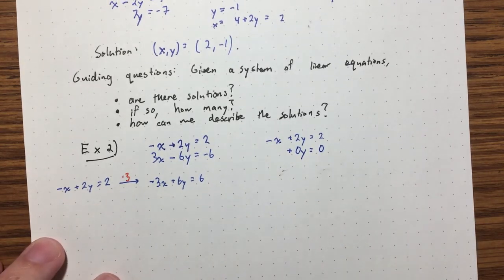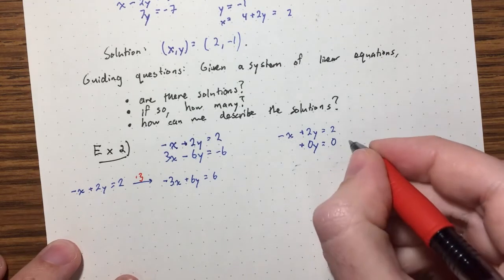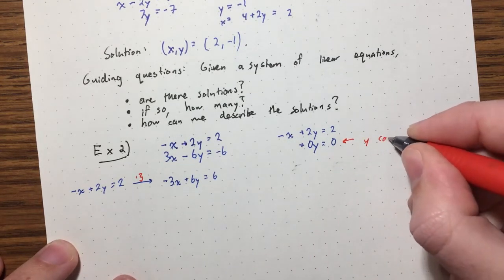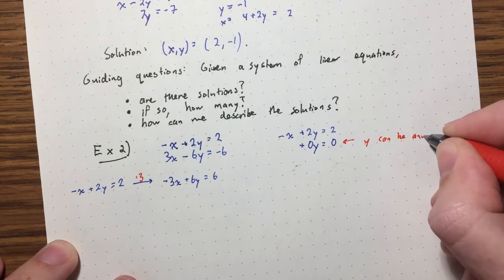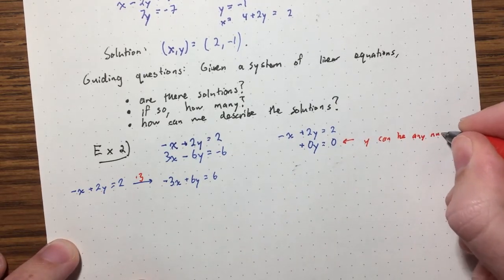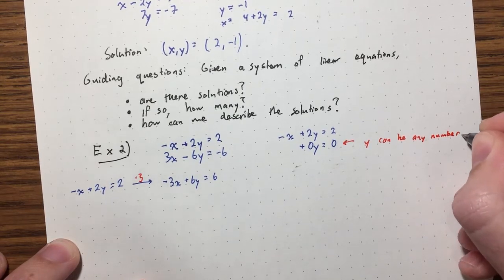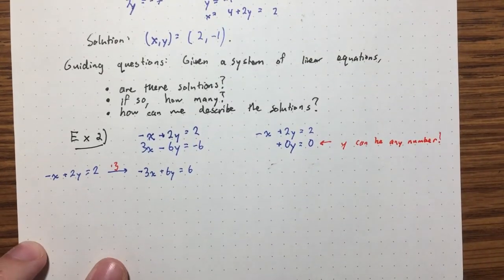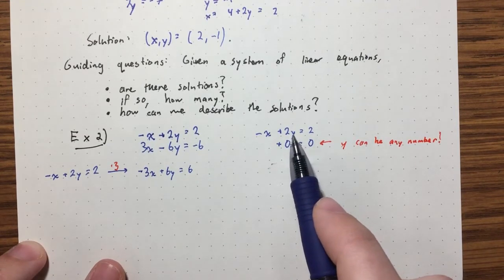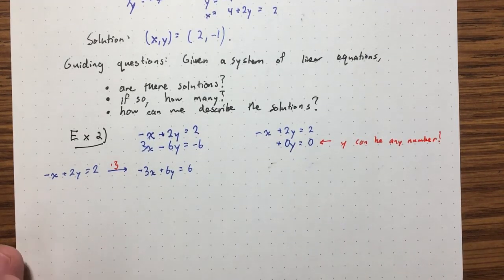What does that tell me? This actually tells me that y can be any number, or at least looking just at the second equation. Yeah, y can be any number. And then when I put that number in the first equation, that tells me what x is.